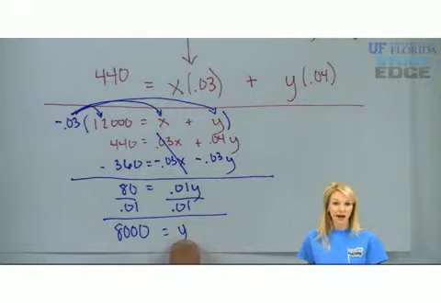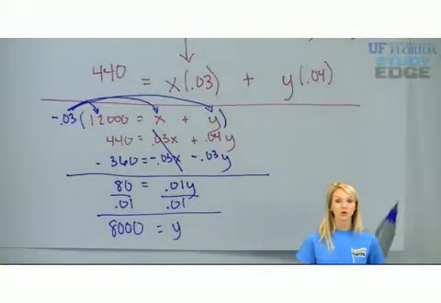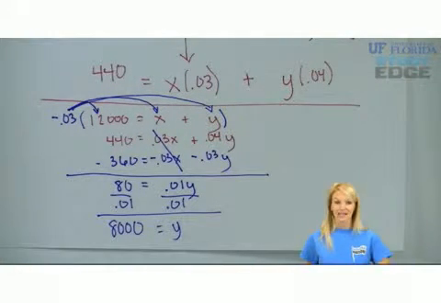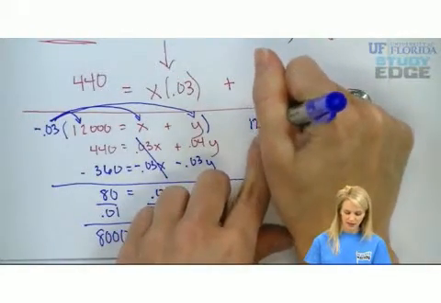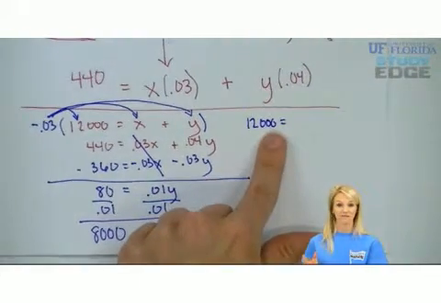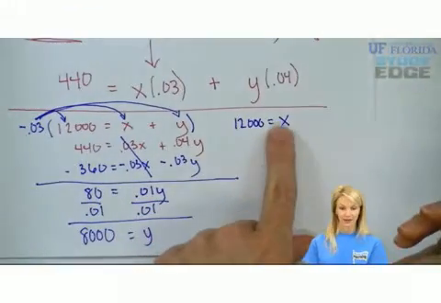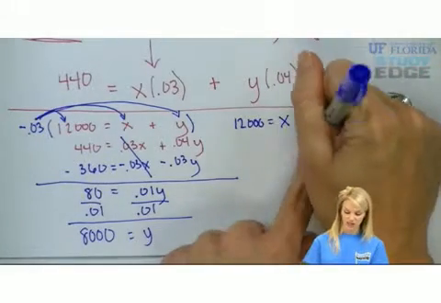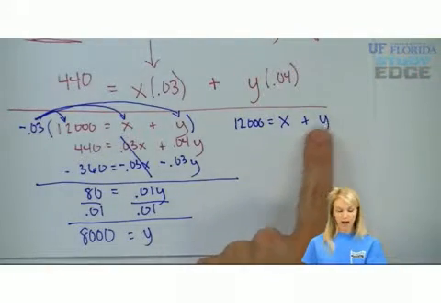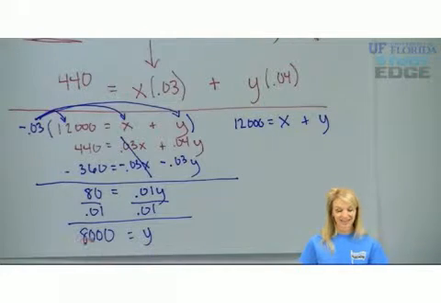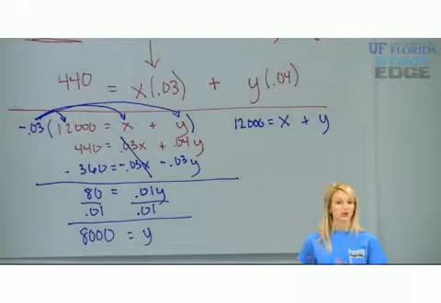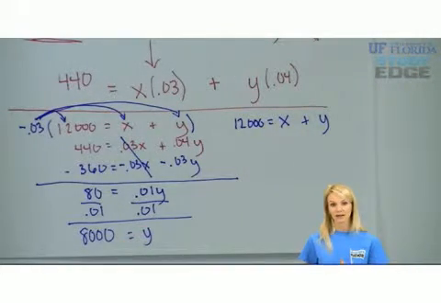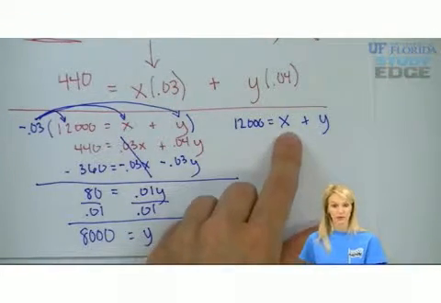Is that what we're trying to figure out? No. Our ultimate goal for this problem is to figure out x, the amount invested at 3%. Well, let's look at our original equation. Remember, we know that $12,000 is the total amount of money that she invests. Some of it, Katie is investing at 3%. Some of it, she's investing at 4%. Well, we know how much she's investing at 4%. She's investing $8,000. So if she's investing $8,000 at 4%, and she has a total of $12,000 to invest, how much does she have left to invest at 3%?